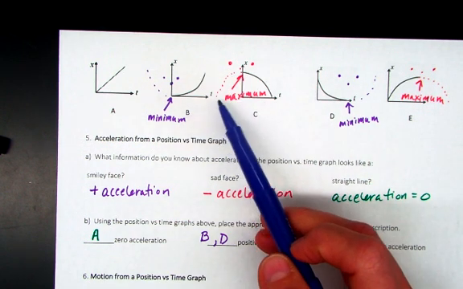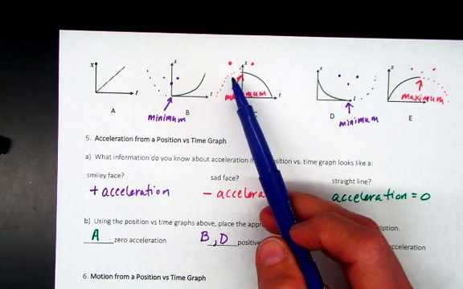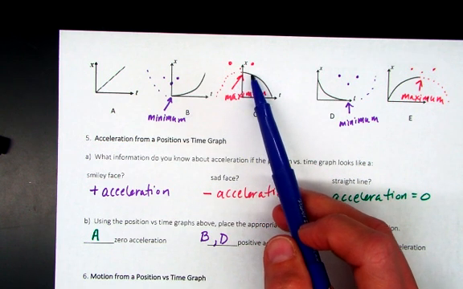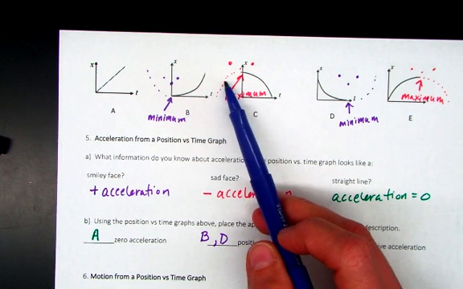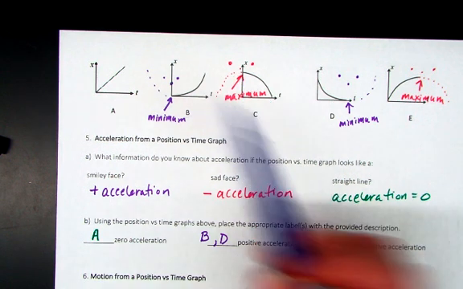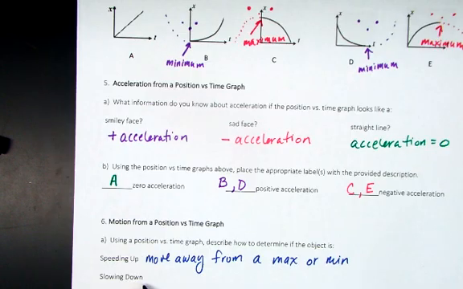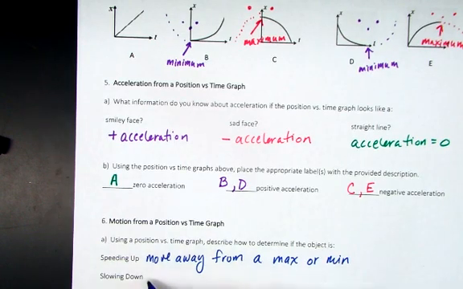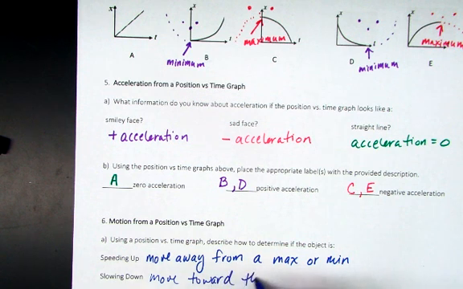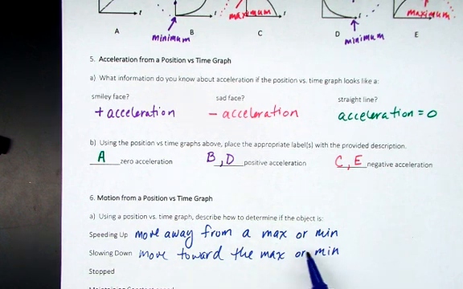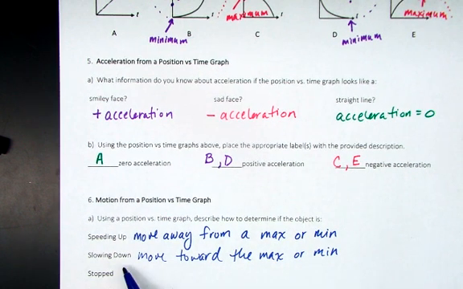So what's happening is I was going fast, and then I'm slowing down to a stop. Then I turn around, right, and then I start speeding up. But if I'm moving toward the maximum, or I'm moving toward the minimum, then that means that I'm slowing down. So if you're moving toward the max or min of your curve, that means you're slowing down.